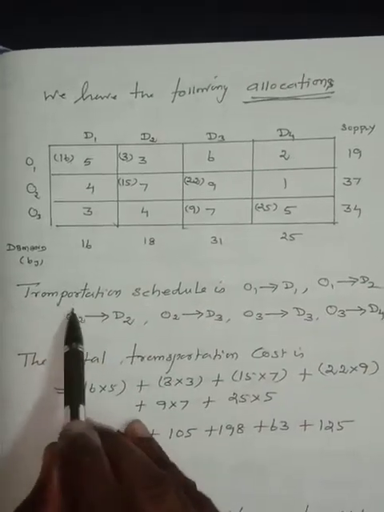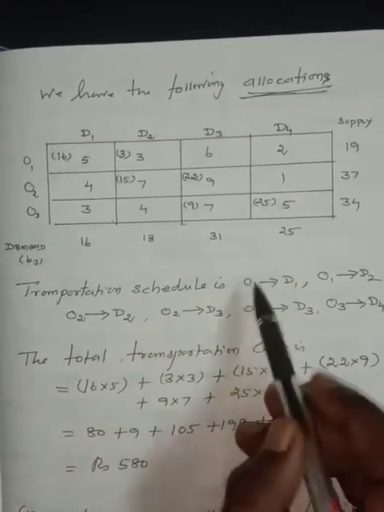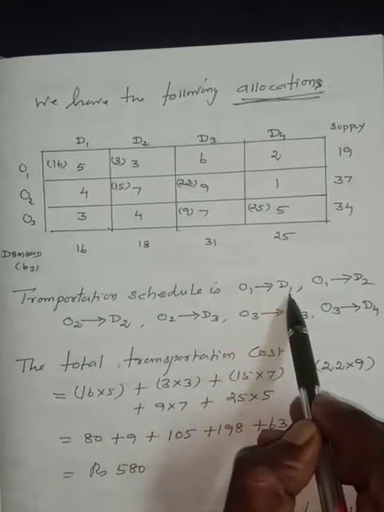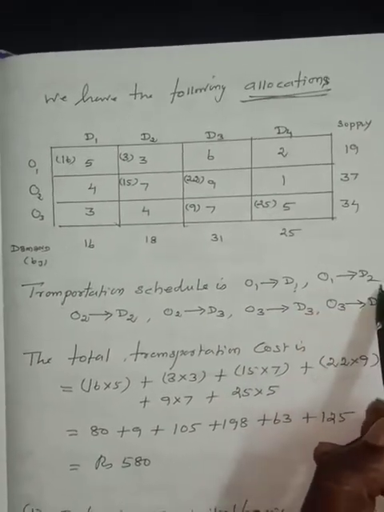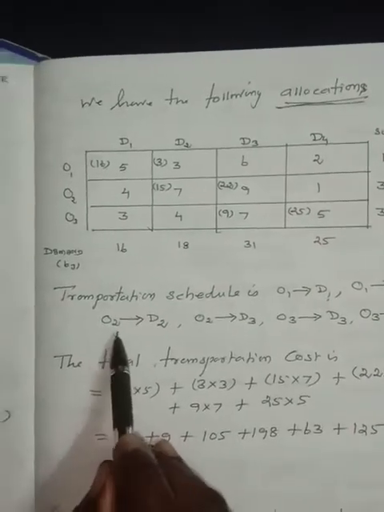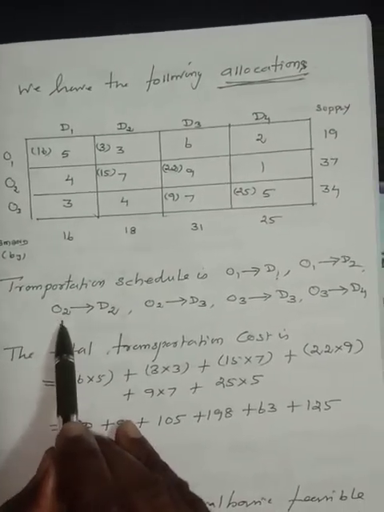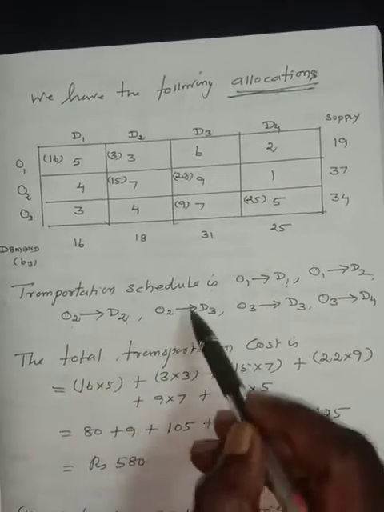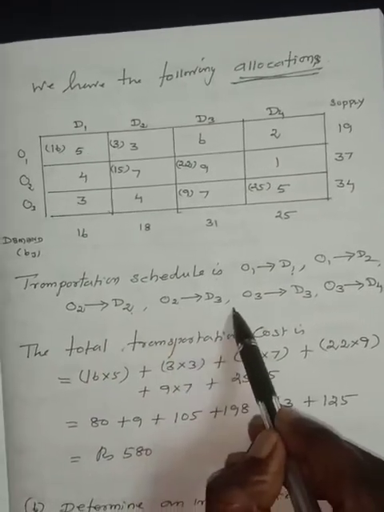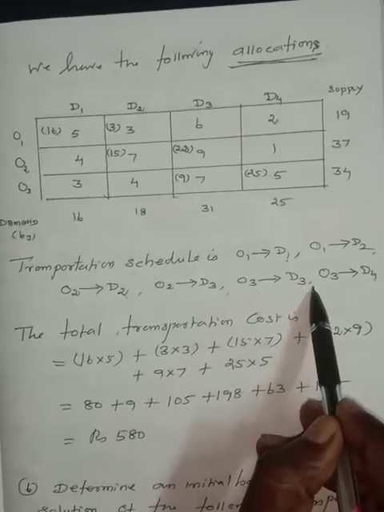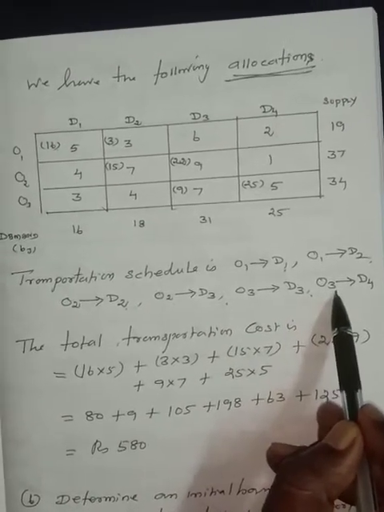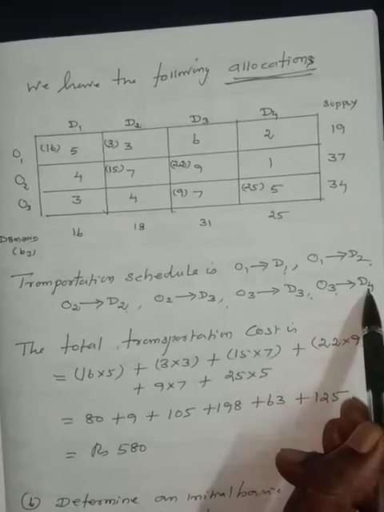Okay, next the transportation schedule. First allocation O1 to D1. Second allocation O1 to D2. Third allocation O2 to D2. Third allocation O2 to D3. Fourth allocation O3 to D3. Fifth allocation O3 to D4.